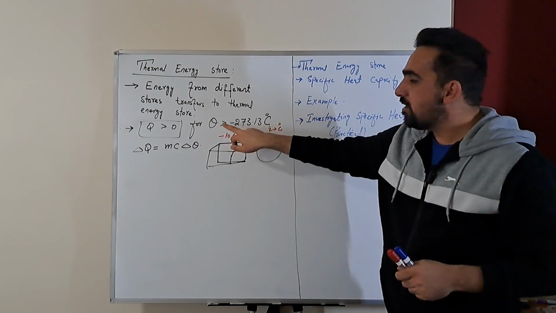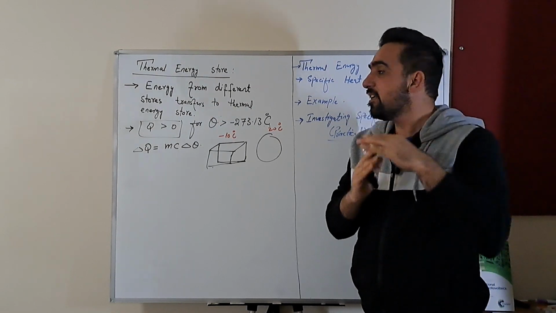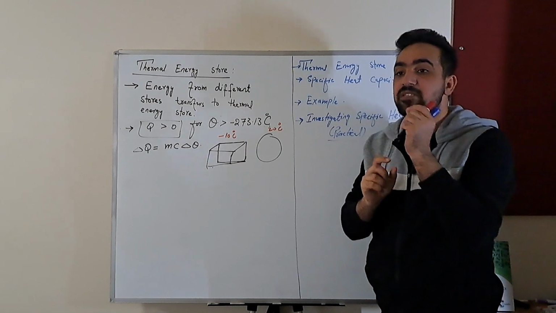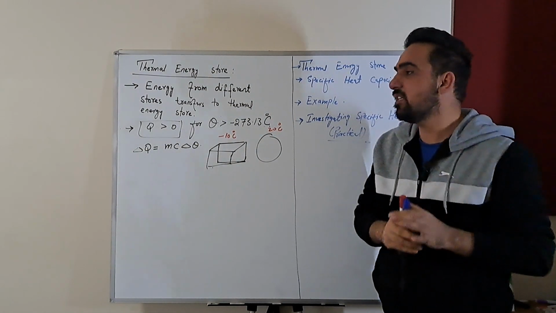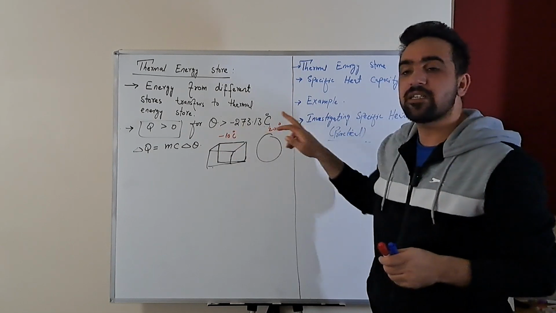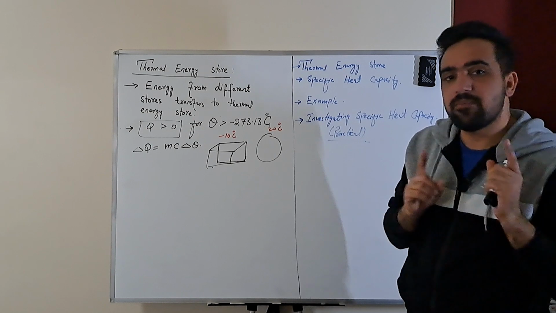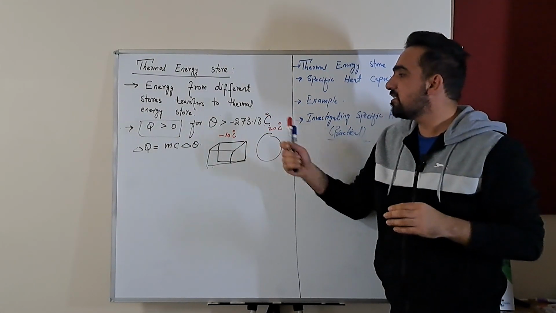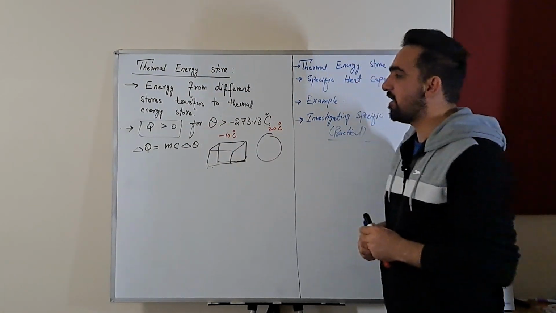Thermal energy store will have zero thermal energy in it if and only if a material is at minus 273.13 degrees centigrade. That's a very, very low temperature, and when an object is at this temperature, there is no energy in its thermal energy store, that is zero energy. This letter theta here is representing temperature.